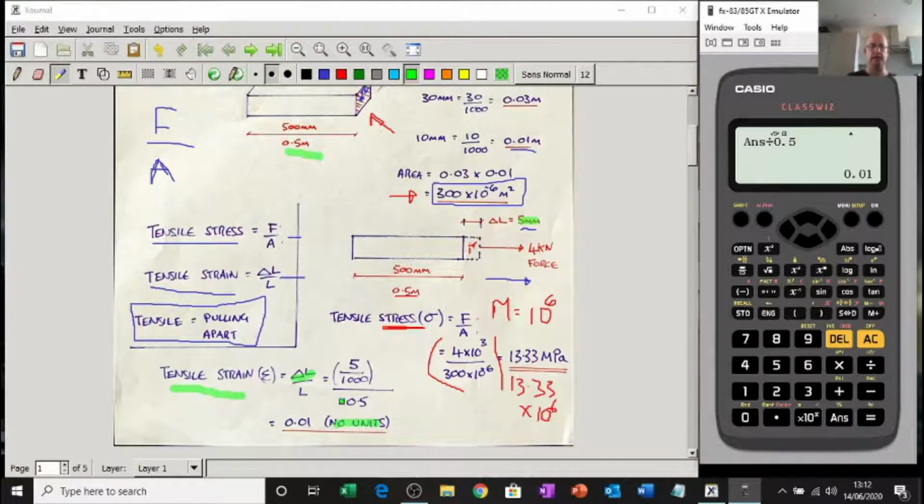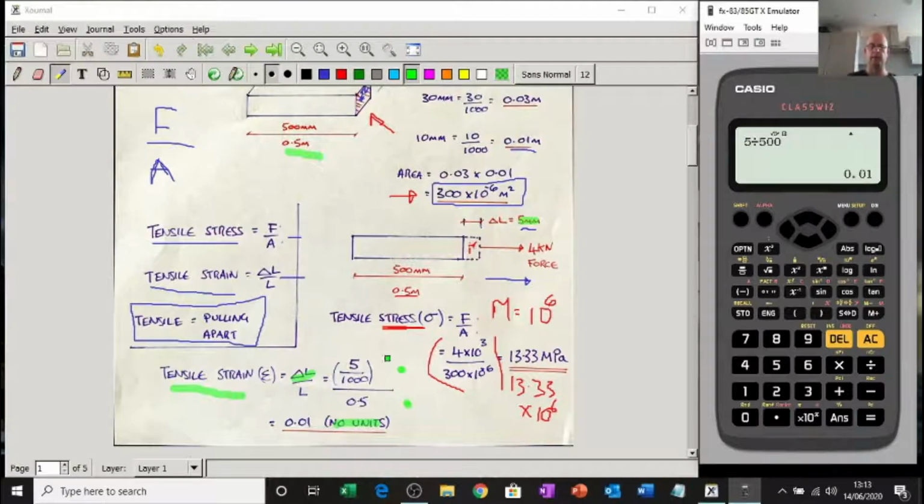So that's the strain. Now, I've kept it there in meters, which you should always do. But like I mentioned before, as long as you're in the same units, it doesn't matter what you do. So for this one, I'm going to keep it in millimeters, because you get the same answer. So 5, which is the change in length, divided by the original length, which is 500 millimeters, and you get the same answer. So as long as you're in the same units, top and bottom, you'll be alright.